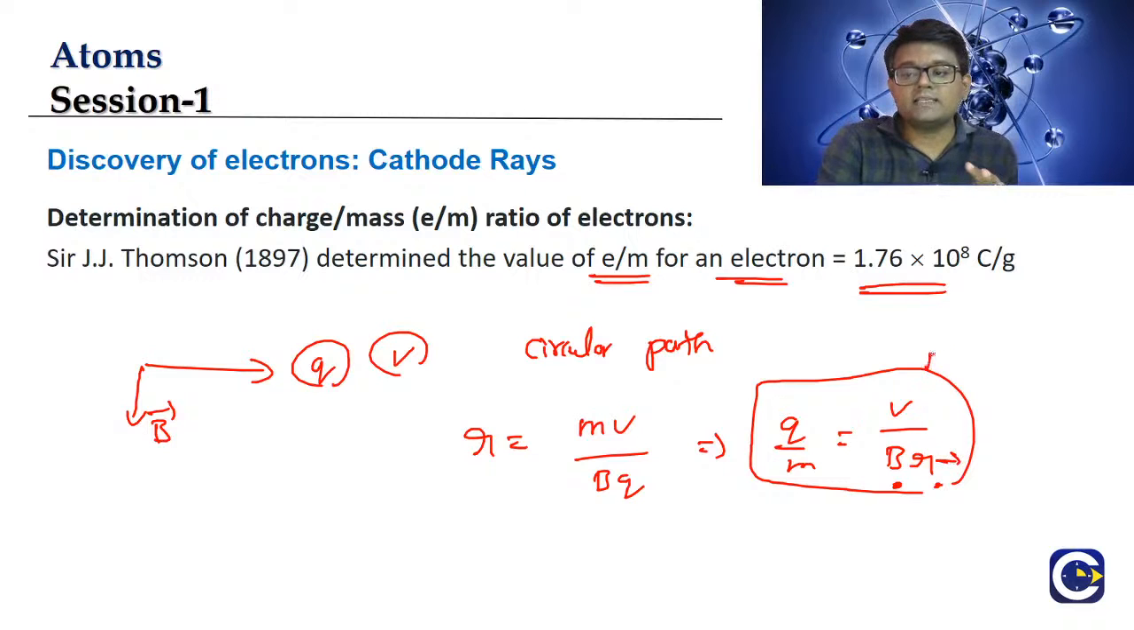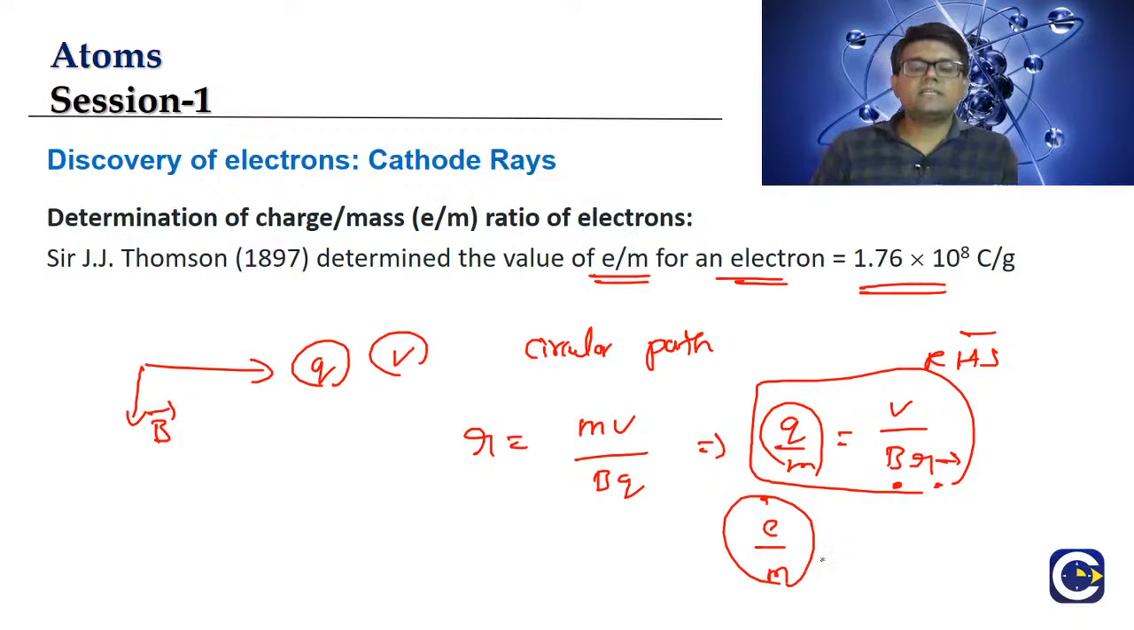So on the RHS, we can see everything is a measurable property. And in the LHS, what is there? Q by m. This Q by m is basically what is called the specific charge. And since for electrons the symbol for the charge is E, that's why we use the word E by m. So that is how the specific charge value was calculated.